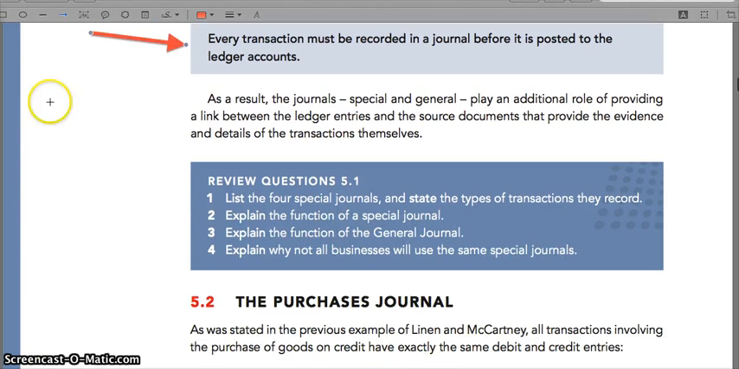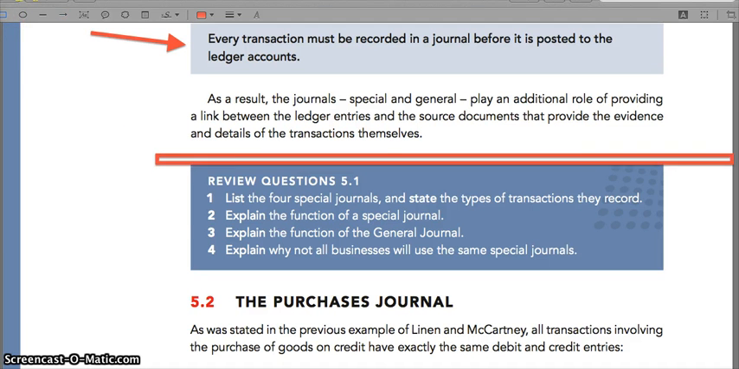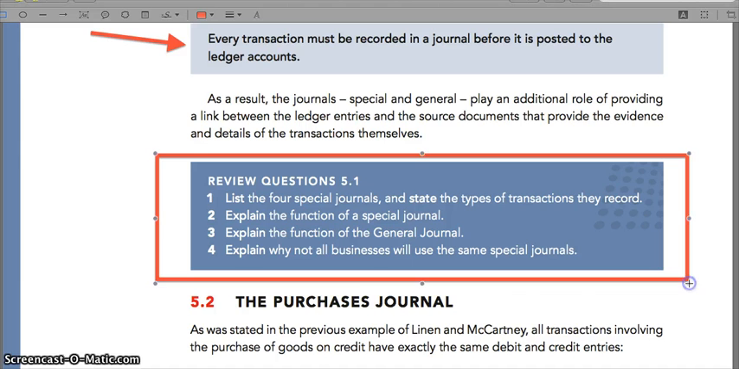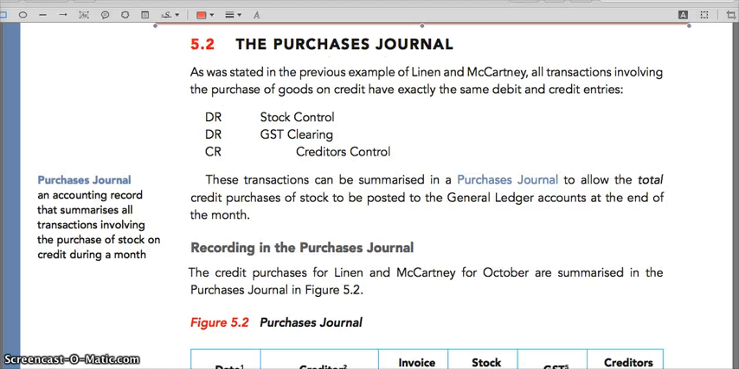Now, what I will get you guys to do is knock over review questions 5.1. Okay, now we've knocked that over, we can move into the actual processing or use of the purchases journal.